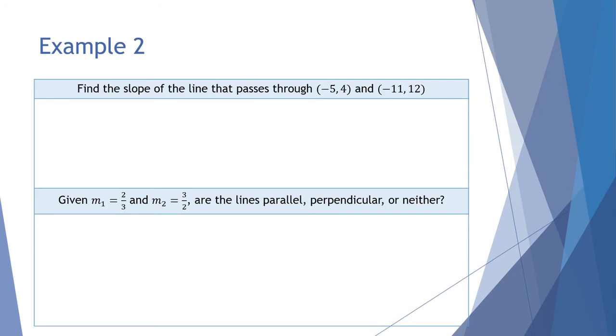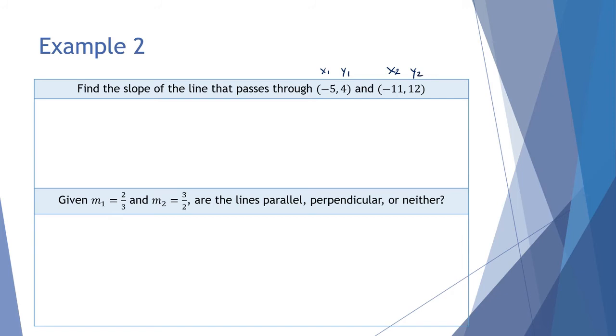So I've got 2 examples here just to practice these concepts. Find the slope of the line that passes through (-5, 4) and (-11, 12). My first step is to label these points so that I know which one's x1, y1, and which one's x2, y2. It doesn't matter which one you label, but I usually just go in order. So x1, y1, x2, y2.